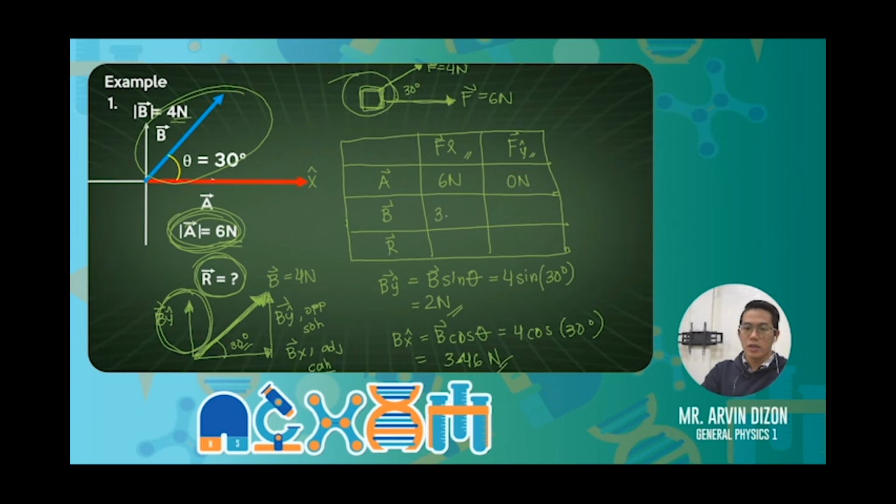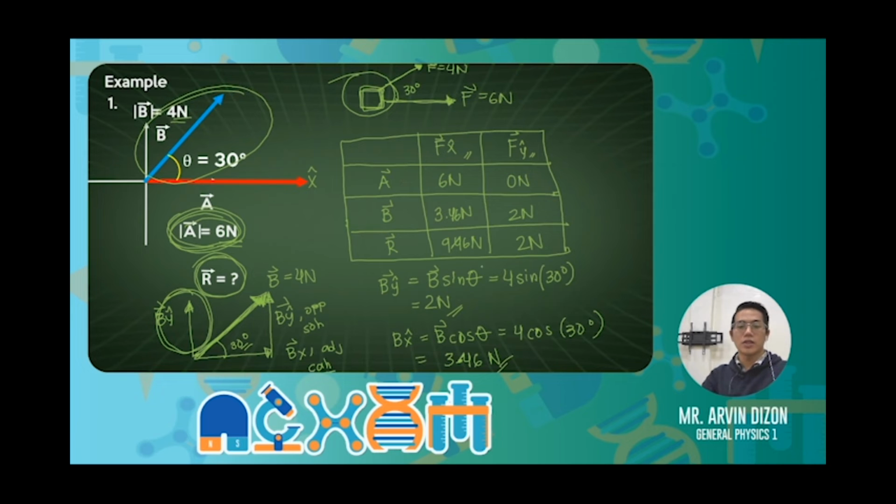So those are now your x and y values. Plugging them here, 3.46 newtons and 2 newtons. So these are now your values. Since they are now on the same dimension, you can now add them, because this 6 and 3.46 are all on the x dimension and 0 and 2 are all on the y dimension. Adding that, we're going to have 9.46 newtons and of course 2 newtons.